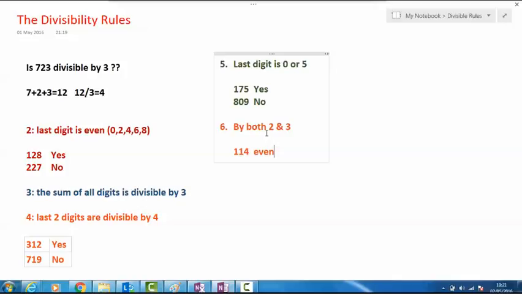And 1 plus 1 plus 4 is 6. And 6 divided by 3 is 2. So we pass both rules. So 114 is divisible by 6.